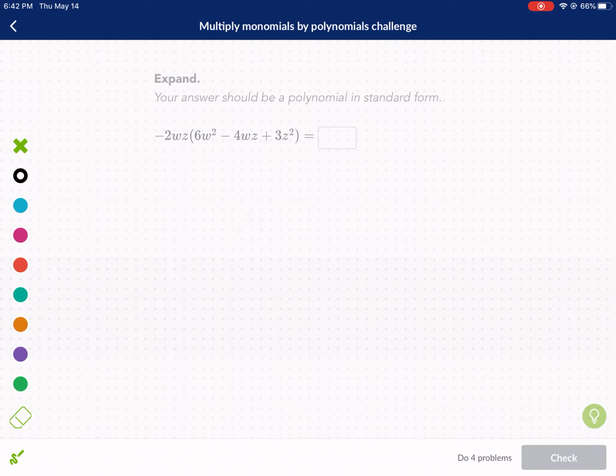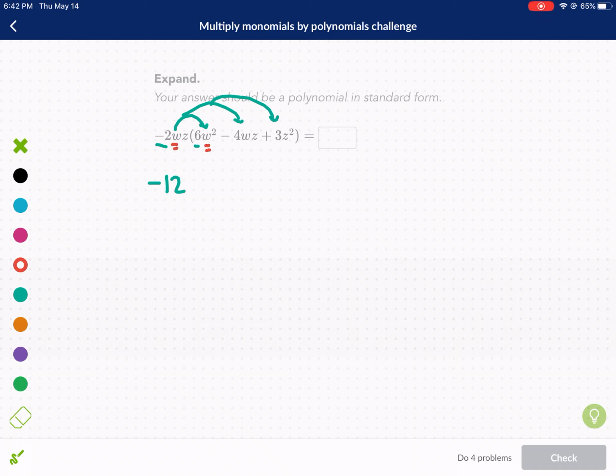So I'm going to get to the edit mode. All we need to do here is distribute. Now we need to be careful when you distribute. The first thing you should do is multiply the coefficients, that's the numbers in front. So we're going to do negative 2 times 6, and that gives us negative 12. And now we just multiplied the numbers, we're going to do the variables next.